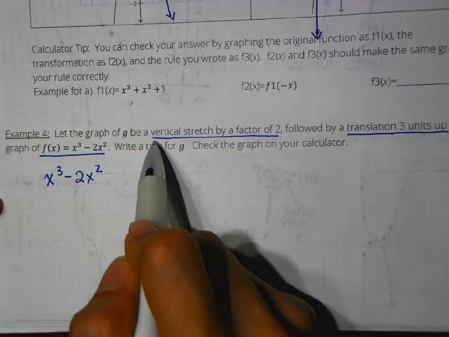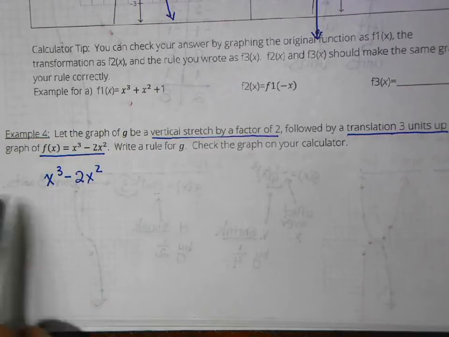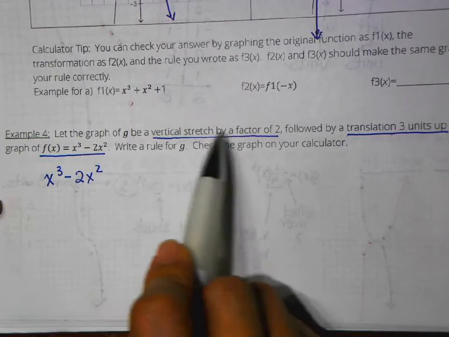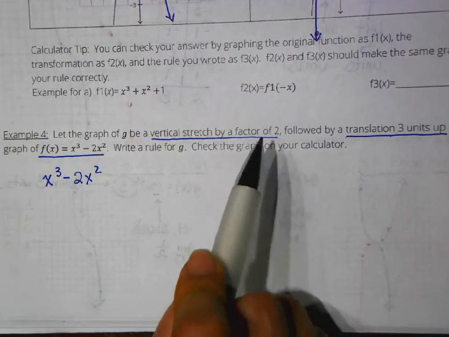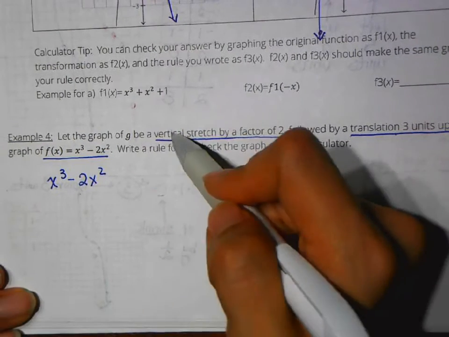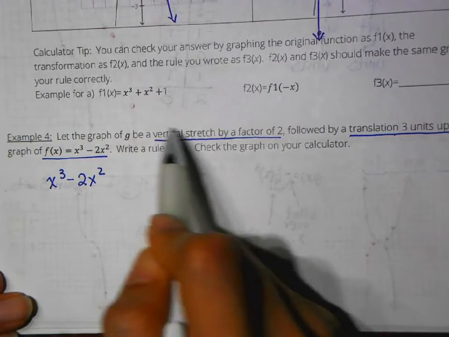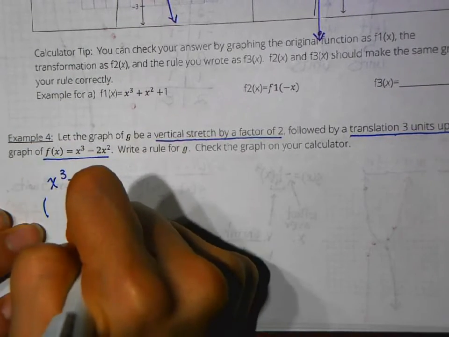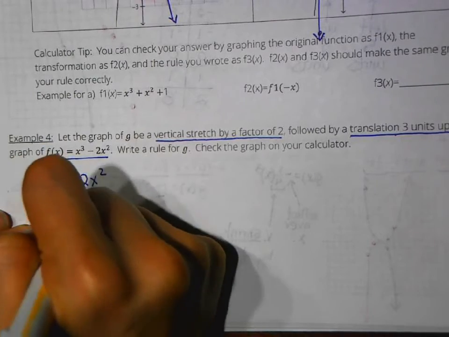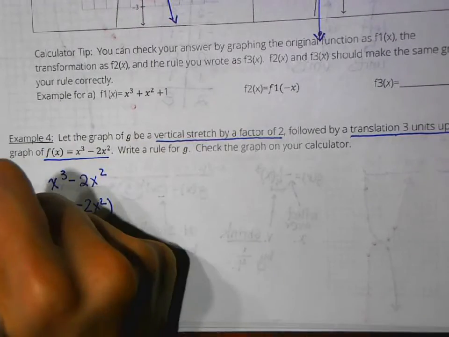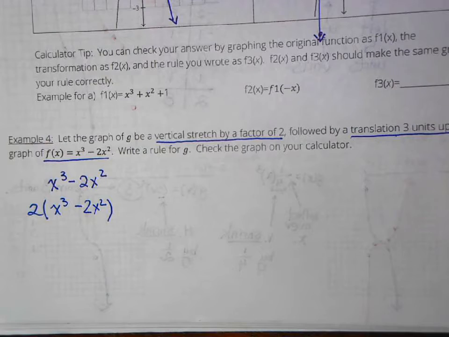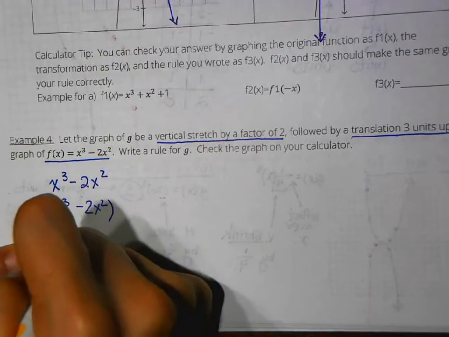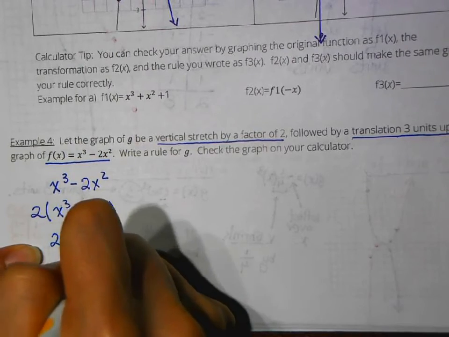The first thing they want me to do, because I'm always going to go in the order that they tell me, of the description that they tell me. It's a vertical stretch by a factor of 2. When you do a vertical stretch, vertical means something that applies to the entire equation on the outside. So I'm going to take this entire equation, x cubed minus 2x squared, and stretch it by 2. So from there, simplifying that, distributing 2 in there, 2x cubed minus 4x squared.